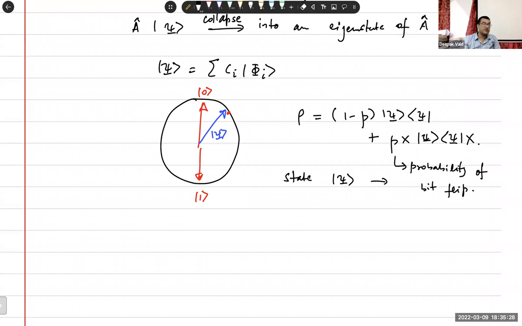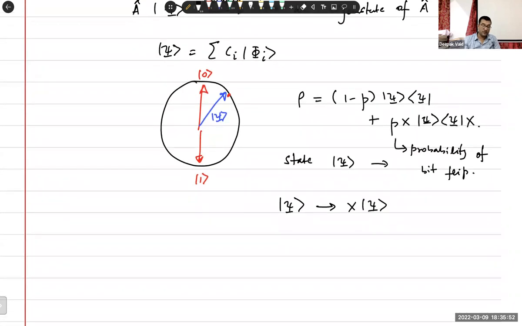What about the second term? The second term tells you that there is a bit flip that is expressed by the presence of the X operator. But note the way in which this projector is constructed. We take our state psi and we flip the bit, so we get X psi. This is the state with the flipped bit, right? So if you want the projector for the state psi, you take ket psi and then adjoint ket psi.